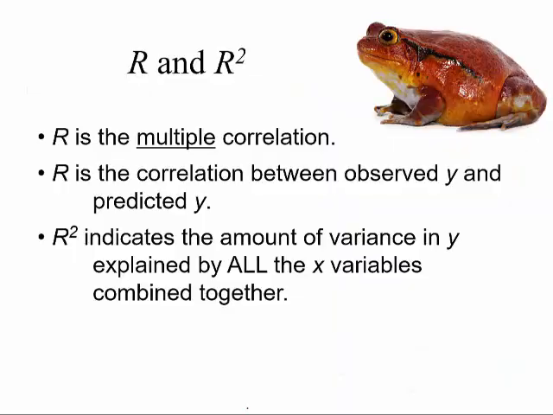So this slide is just giving further clarification about exactly what a multiple correlation is. If I have a capital R or capital R squared, what exactly is that? Like I was saying, capital R is what I call my multiple correlation. So what exactly is a multiple correlation? One way of understanding a multiple correlation is that it is the correlation between observed y and predicted y.